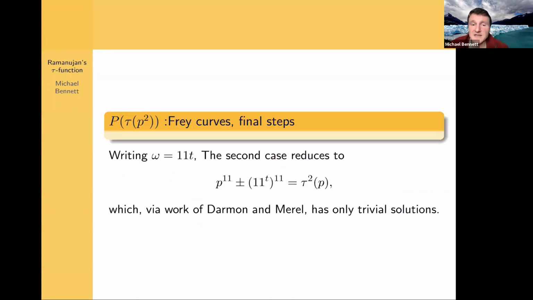And the second case, you just rewrite it as this, and you basically have a sum of two 11th powers being a square. And this is a beautiful result of Darmon and Merel, who proved in general that the equation x to the n plus y to the n equals z squared has only trivial solutions. And by trivial solutions, I mean solutions with absolute value at most 1. And so in particular here, it says that the only solution to this is with p equals 1, and that's another contradiction. So that's it.